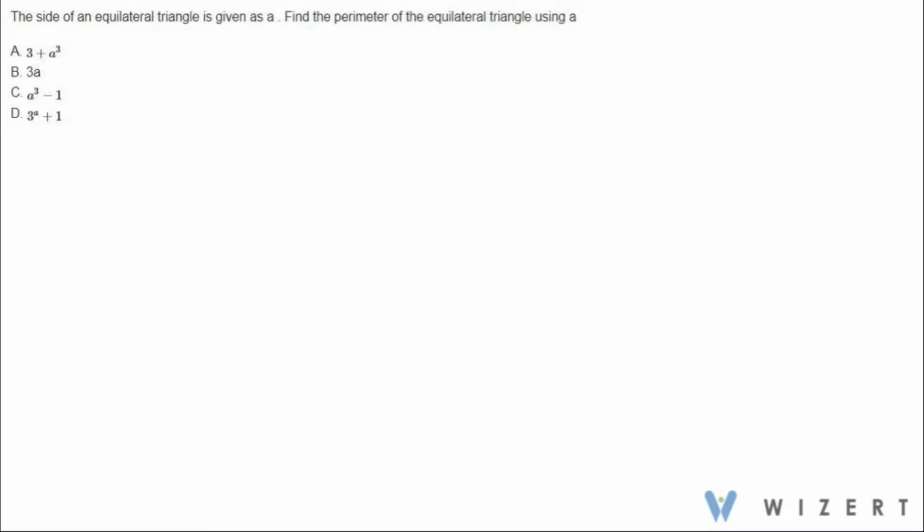We have this question here. The side of an equilateral triangle is given as A. Find the perimeter of the equilateral triangle using this A. Now we know perimeter is nothing but length of border.